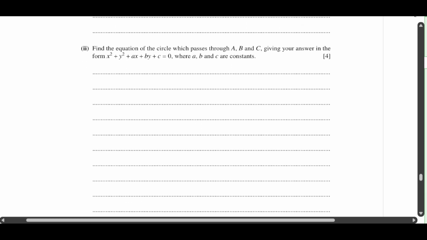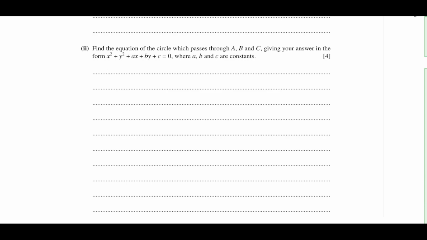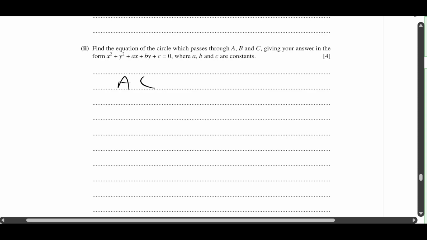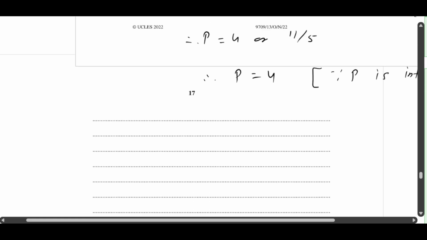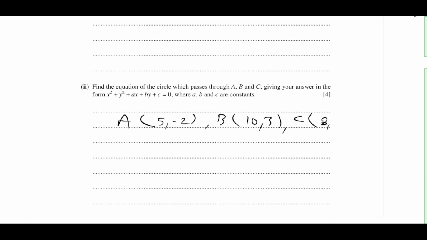Now here, find the equation of the circle which passes through A, B and C, giving your answer in the form x square plus y square plus ax plus by plus c equal to 0, where a, b, c are constants. So the second part: point A is 5 comma minus 2. Point B is 10 comma 3. And point C is 2p comma p, and the value of p we got is 4, so point C is 8 comma 4.